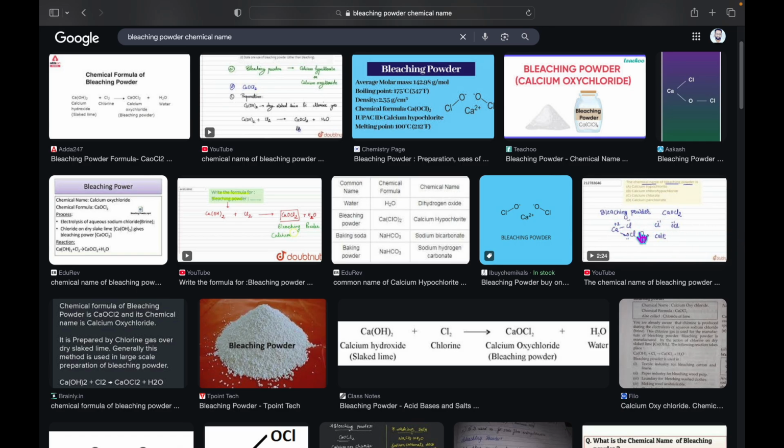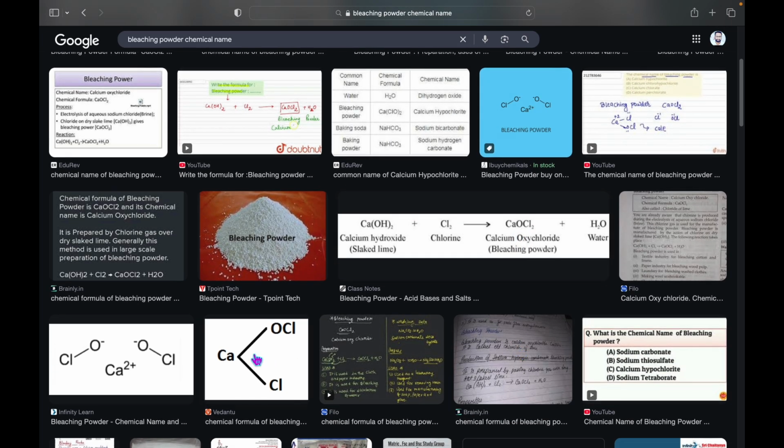Yeah, this is the bleaching powder. You see here calcium oxychloride. Yeah, this is the actual structure.